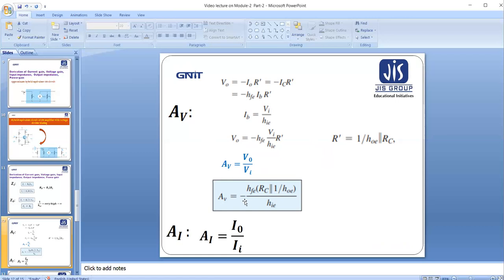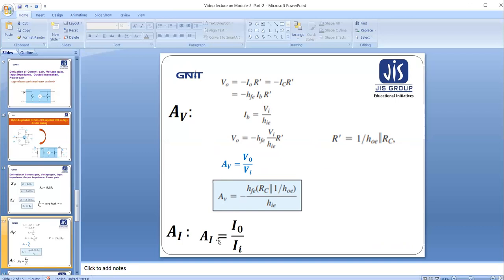Now due to the presence of the negative sign, it symbolizes that the voltage gain provides a 180-degree phase shift between the input and the output signal. So the common emitter amplifier is an inverting amplifier due to this negative sign in the voltage gain.